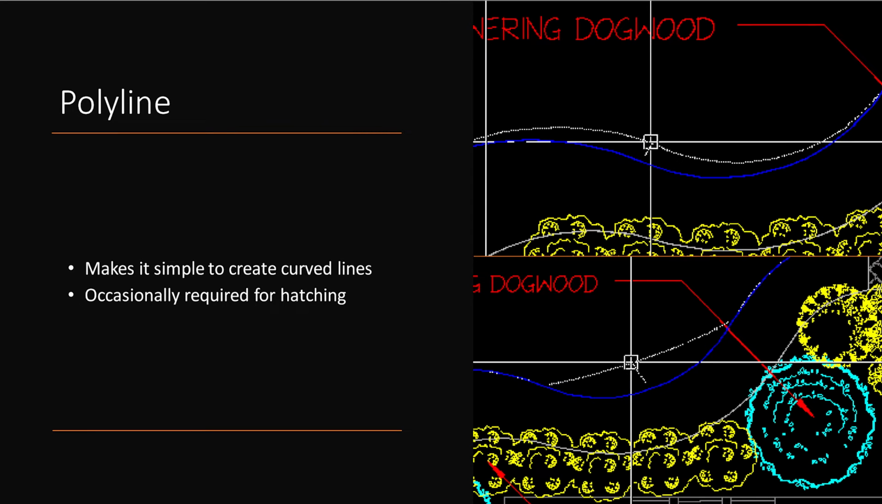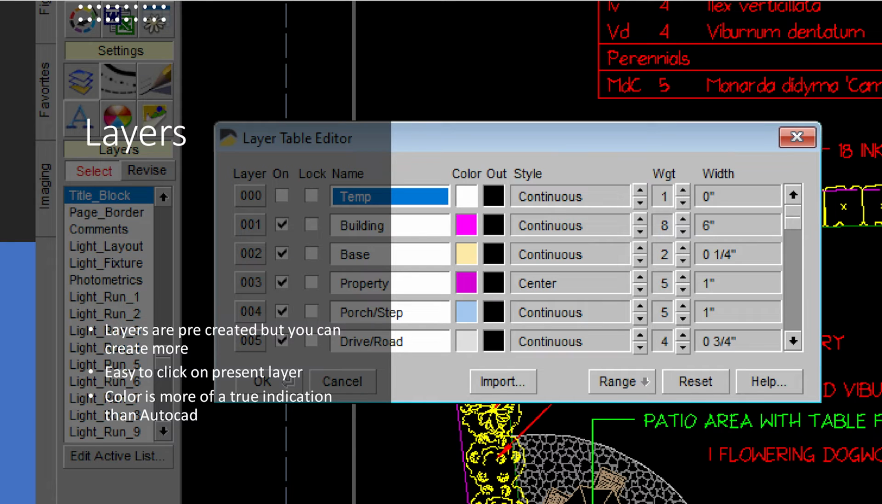The polyline tool on Dynascapes makes it simple to create curved lines on your drawings. Unlike AutoCAD, you can select the union between two lines and move it around, making a smooth transition from line to line. It is occasionally required for hatching, as we will get to later.